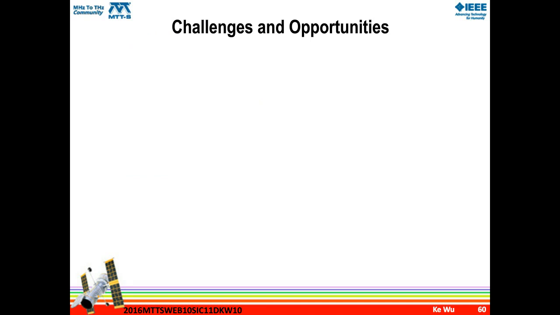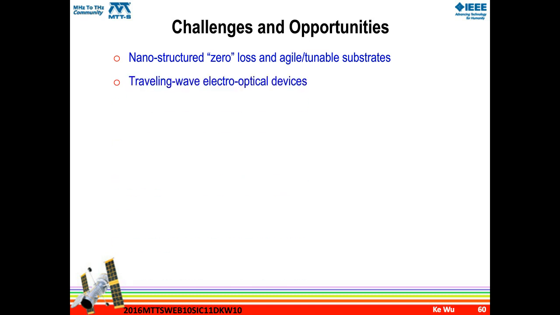So I'm going to talk about a few things here. For example, you can use the nanostructured technique to synthesize low loss material. This is very interesting. Also, you can synthesize special parameter agility, and also you can develop tunable materials. So a lot of interesting new materials can be deployed in the structure integrated waveguide design. You can see that you can design traveling wave electro-optic devices.